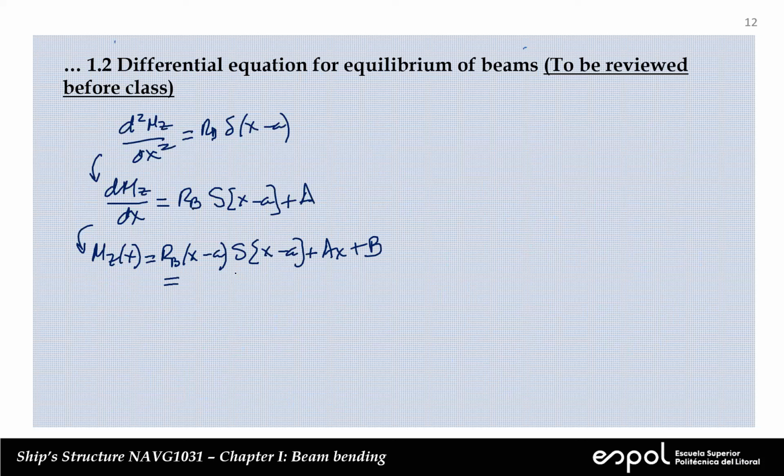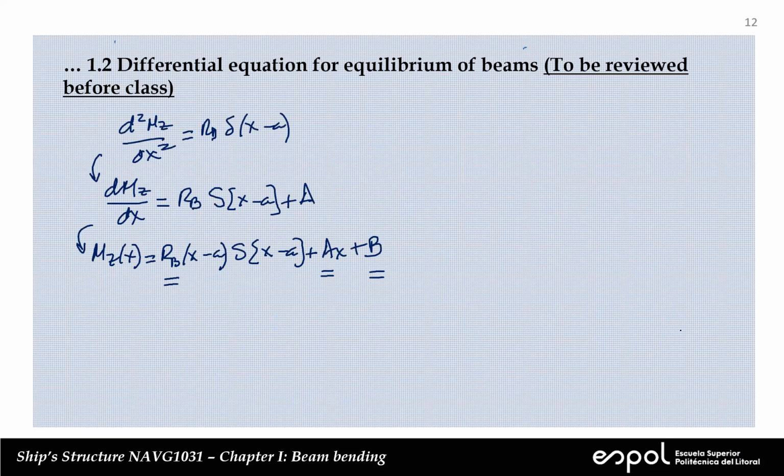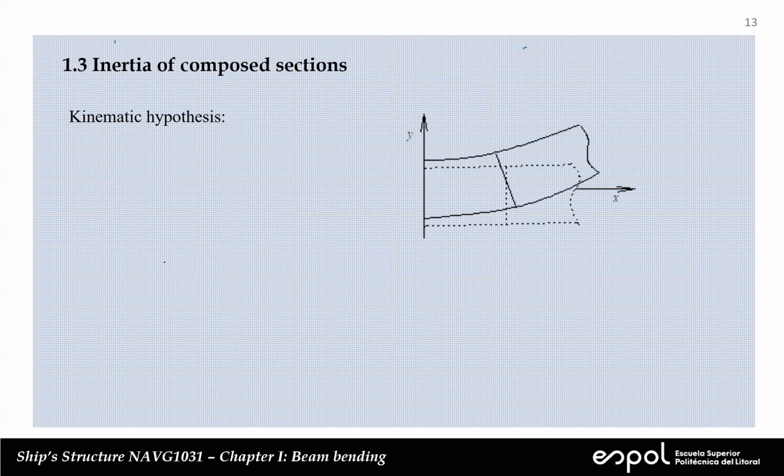So we have 1, 2, and 3 unknowns. We have 3 boundary conditions. We should be able to solve it. So we apply the 3 conditions: bending moment at 0, shear force at L, and bending moment at L. So I'm going to do the first one, and you complete it in class, as homework. Any questions, people? Any questions about this? Any questions? No? Okay, please.